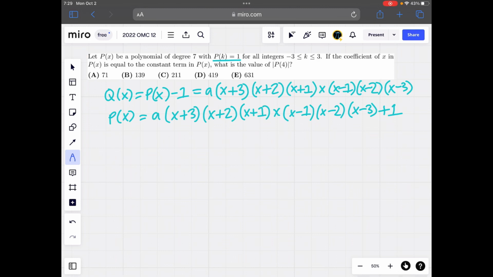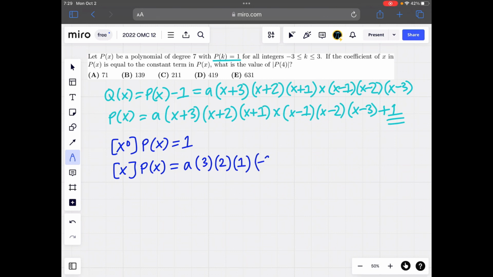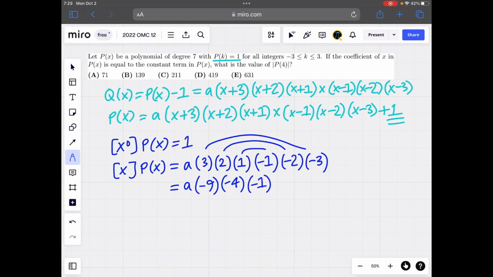So now we have that the coefficient of x in P of x is equal to the constant term in P of x. The constant term in P of x is just 1, because everything else has an x in it. So we can write that the coefficient of x to the 0 in P of x, which is just the constant term, is equal to 1. The coefficient of x in P of x is equal to A times plus 3 times plus 2 times plus 1 times -1 times -2 times -3, which is equal to A times -9 times -4 times -1. And that's equal to -36A.